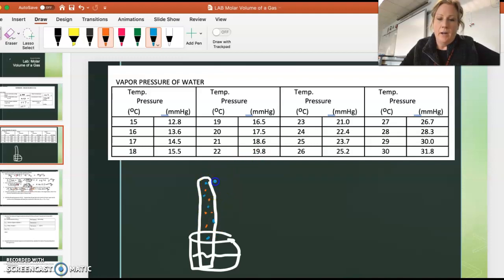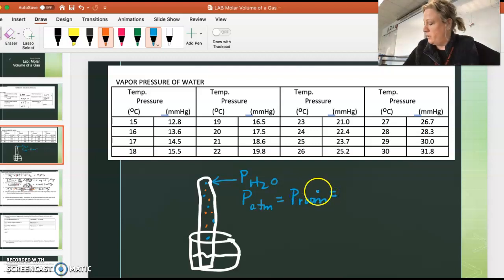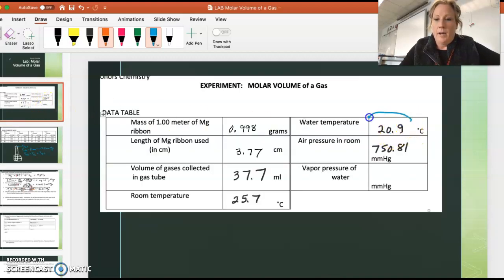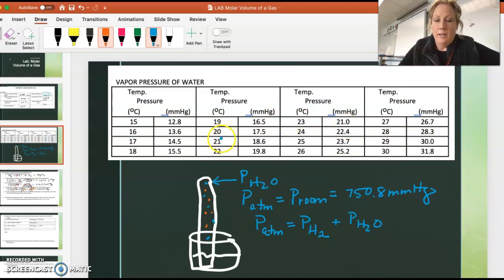So what we need to do is figure out the pressure of the water, and then we know the pressure in the atmosphere, which would have been what's in the room, that we just calculated in the previous question: 750.8 millimeters. Because of Dalton's law of partial pressures, the total pressure in that tube is going to be equal to the sum of the pressures, so the pressure of the hydrogen plus the pressure of the water. To figure out the pressure of the water, we look at our data table and at our water temperature. Mine is 20.9 degrees, so I'm going to round that to 21. I'm going to assume that my water had a pressure of 18.6 millimeters of mercury.